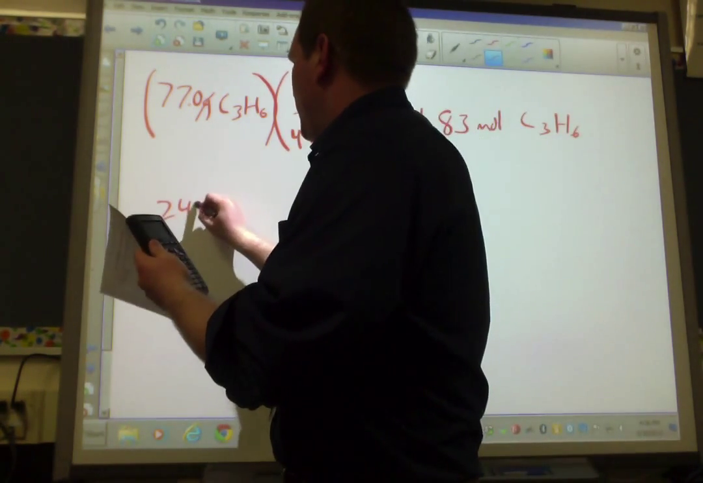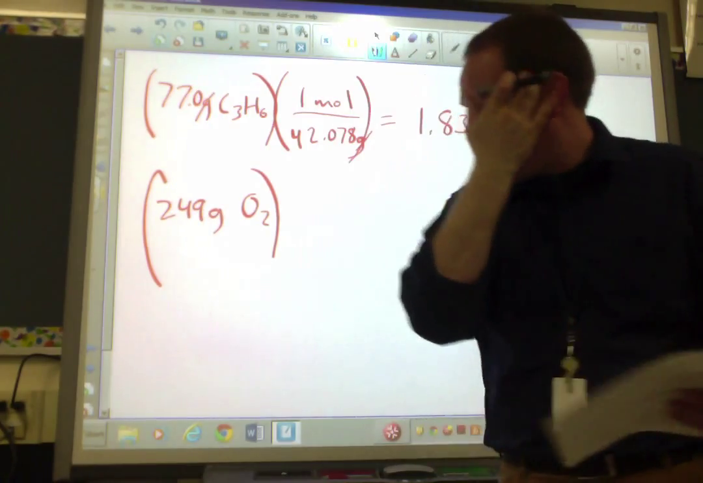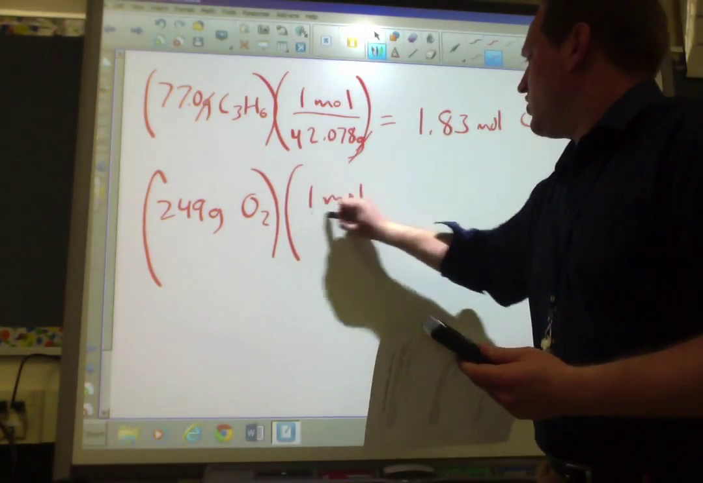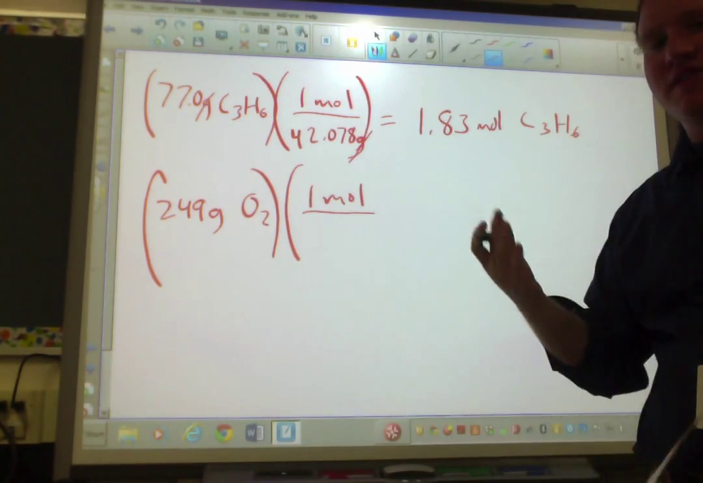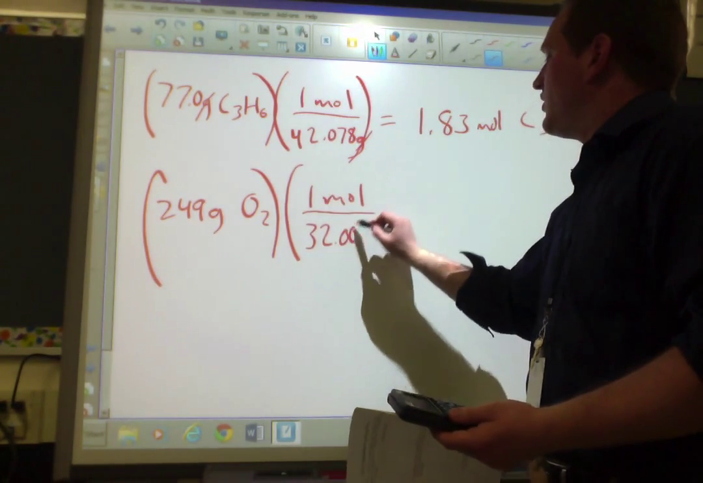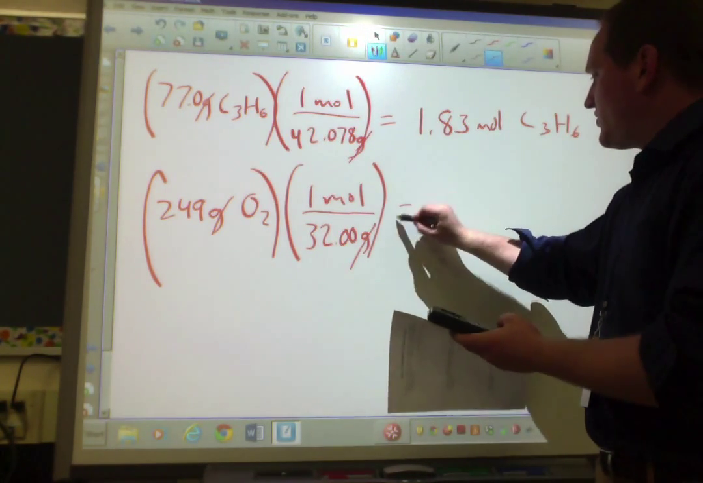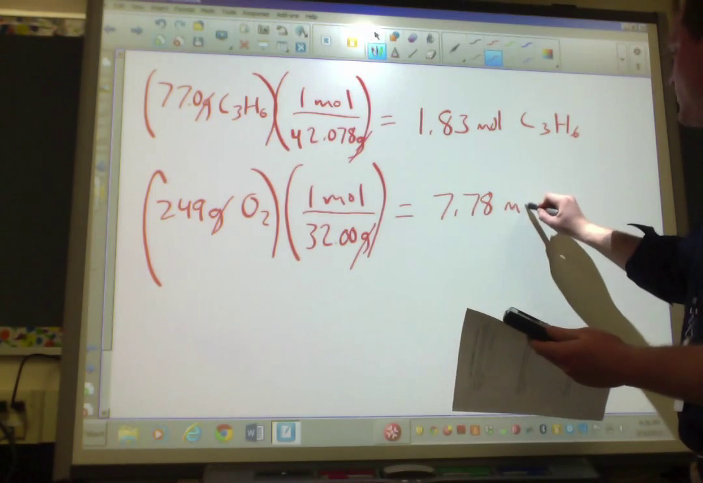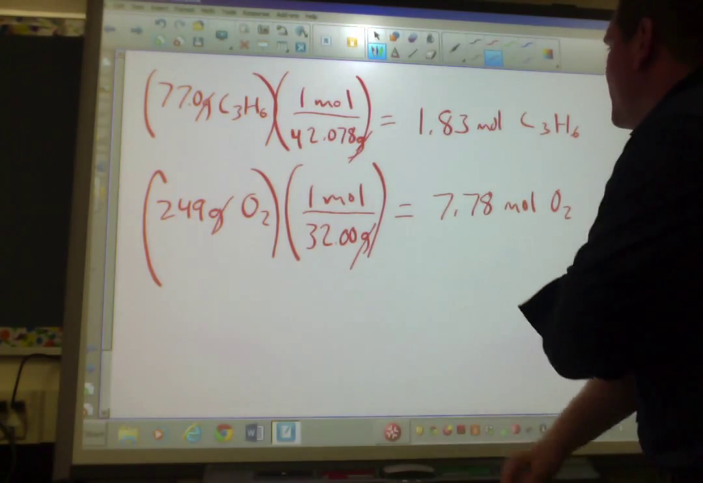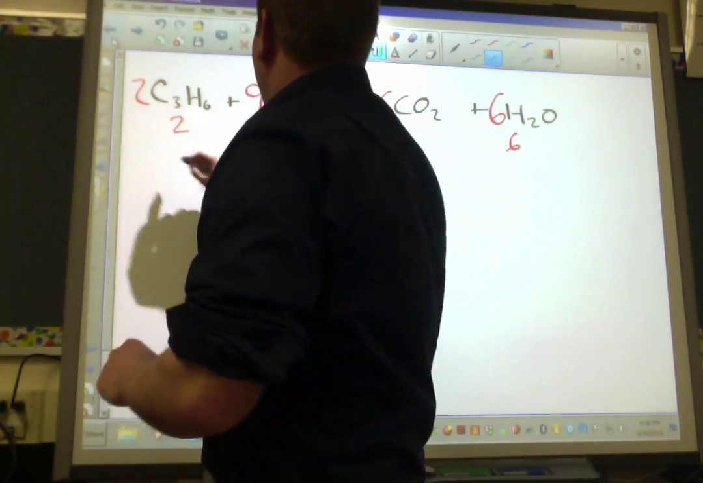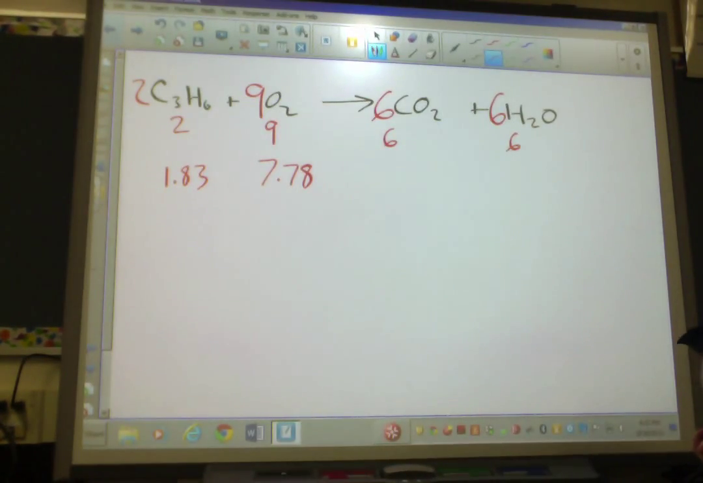Now I also need to turn my other one into moles. So I started with 249 grams of oxygen gas, which is O2, times 1 mole over, this is important here, 2 oxygens. So instead of 15.999, or instead of 16.00, it's 32 grams. Gram cancels gram. 249 over 32 is 7.78 moles of O2. So we converted grams to moles. We're now going to plug this back into our grid. So 1.83, 7.78. So now we need to say which is my limiting reactant.